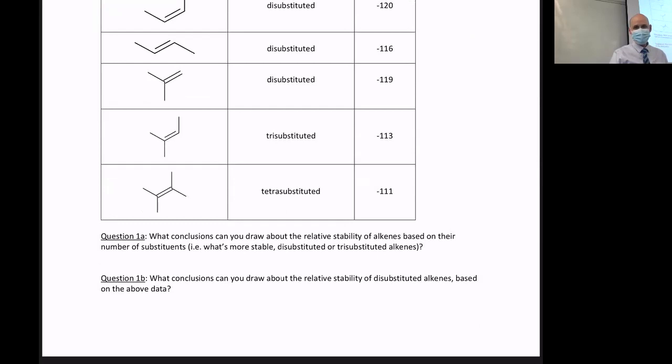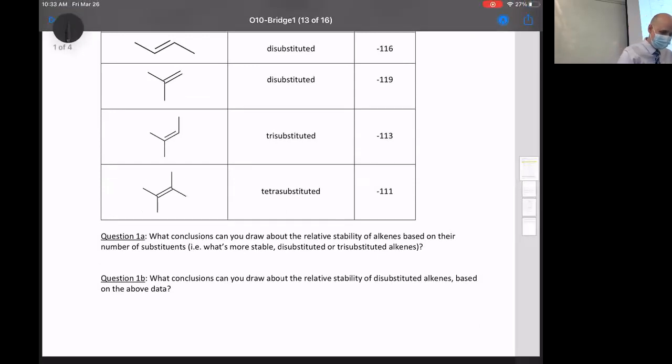So what's the general conclusion you can draw about that? Perfect, exactly. So more substituents on an alkene makes them more stable. Fewer substituents on an alkene, less stable. That's it for number one. Does that make sense? I think we all approach that in one way or another, but we'll write that down. More substituents on an alkene means that they are going to be more stable.